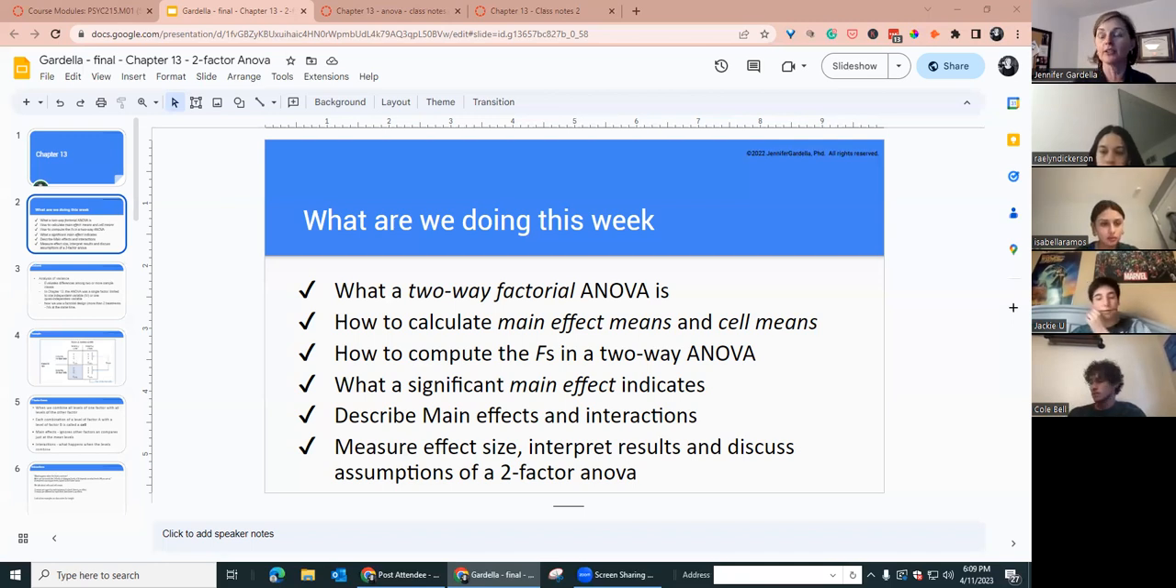So we will learn what the effects are. We'll talk a lot about cell means. Cells become important. We use Fs in the 2-way ANOVA, just like we did with the 1-way. We'll learn about significant effects. The big learning part here is main effects and how they work, and then interactions and how they work.